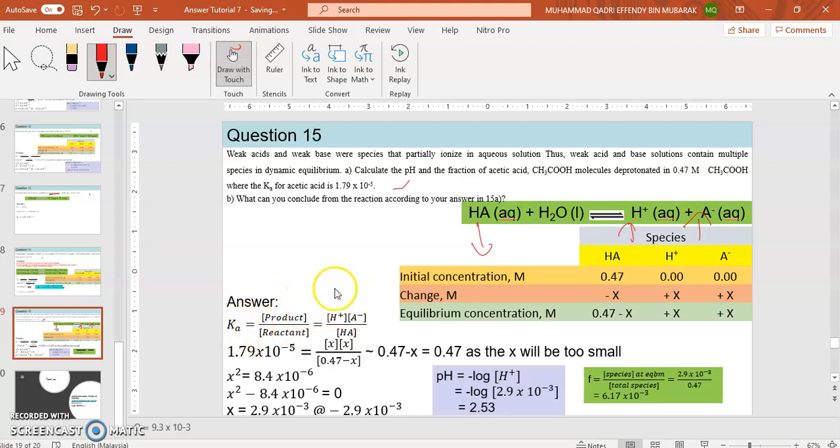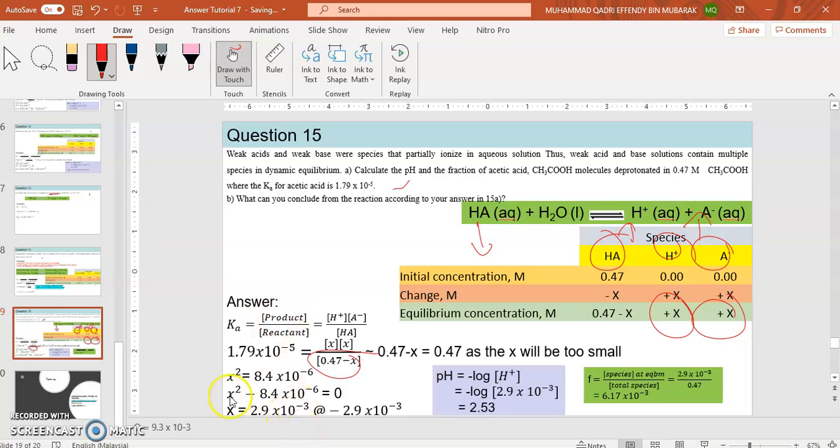Next, we need to determine the value of S here. By using the relation Ka equals the concentration of products over reactants, your products are H plus and A minus. So we just plug in all the values from our equation: Ka is 1.79 times 10 to the negative 5, H plus is S, and S over 0.47 minus S. And again we can use the approximation that S is too small, so we use the value of 0.47.